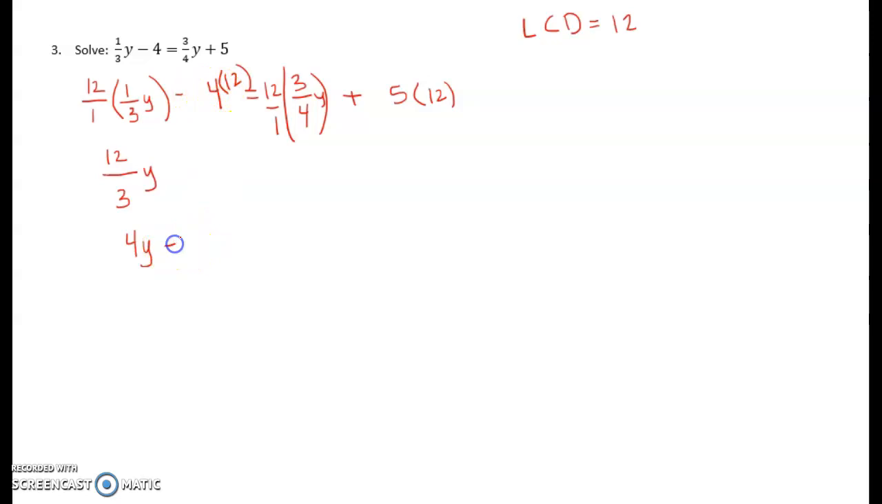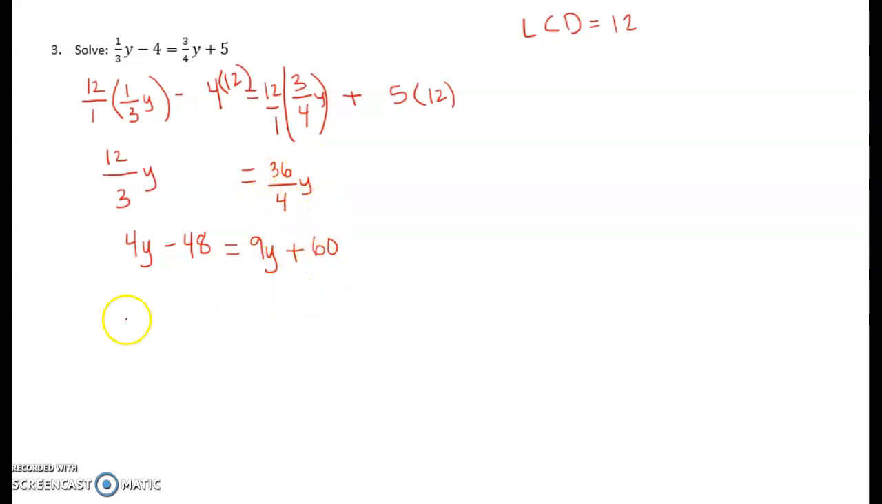Minus 4 times 12, which is 48, equals, I'm going to do this one up here, 12 times 3 is 36 over 4y. 36 divided by 4 equals 9y. And then plus just 5 times 12, which is 60. So basically, we multiply by the LCD, and then we just simplify everything. If you need to do that in a couple steps, that's great. I would even recommend it.